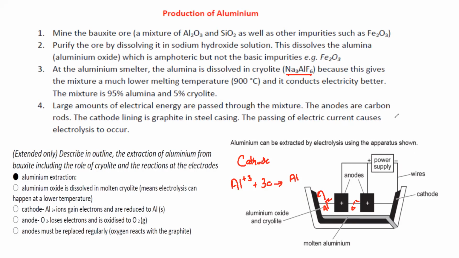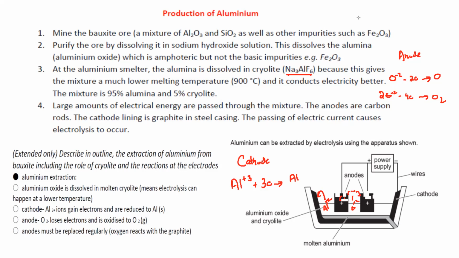And what happened at the anode? The oxide ions are attracted towards the anode. When one oxide ion is there, it will lose 2 electrons and form an oxygen atom. But because it's a non-metal, when 2 oxide ions are there, they will lose 4 electrons and form oxygen gas. This oxygen gas reacts with the carbon electrode, and as a result the size of the anode will start to decrease. So we have to replace this anode from time to time.